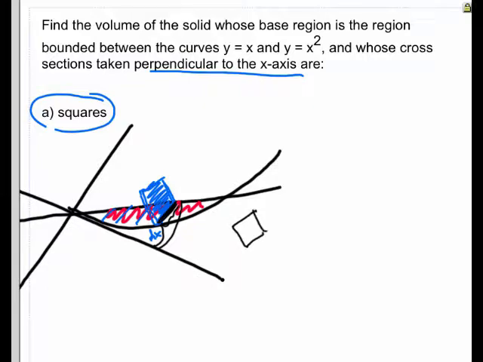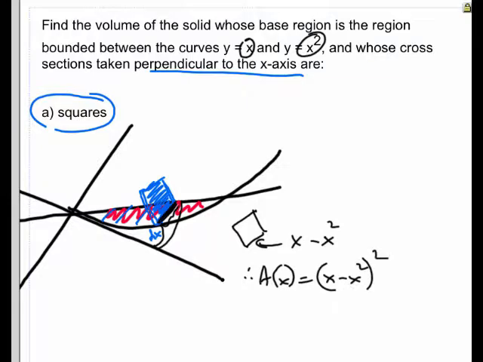In other words, this will be x minus x squared. And therefore the area of the cross section will be that squared. And therefore the volume of the solid will be the cross-sectional area times thickness to get the cross-sectional volume.